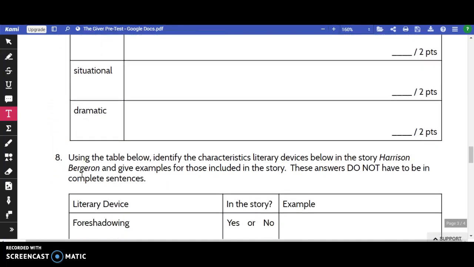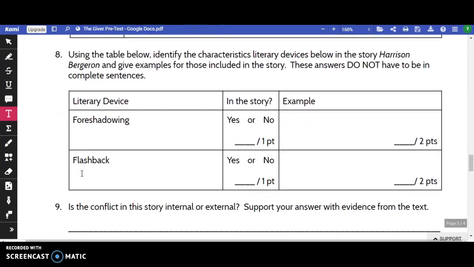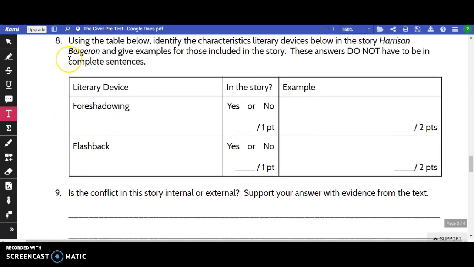Question 8. Using the table below, identify the characteristics and literary devices below in the story Harrison Bergeron and give examples for those included in the story. These answers do not have to be in complete sentences. The literary devices are foreshadowing and flashback. If they are in the story, circle yes. If they're not in the story, circle no. And if they are in the story, give an example.